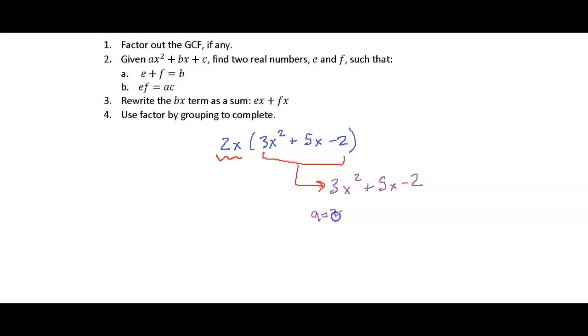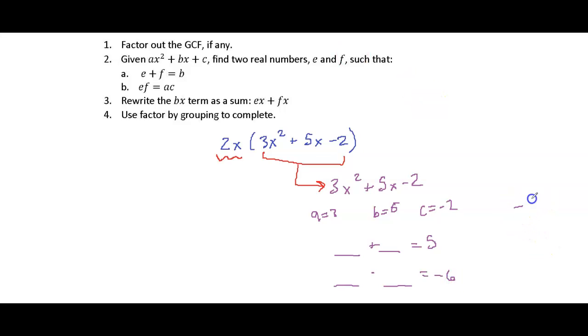Here, A is 3, B is 5, and C is negative 2. Remember, we want to look for two values that will add to the B value, which is 5, and those same two values that will multiply to A times C, 3 times negative 2, which is negative 6.